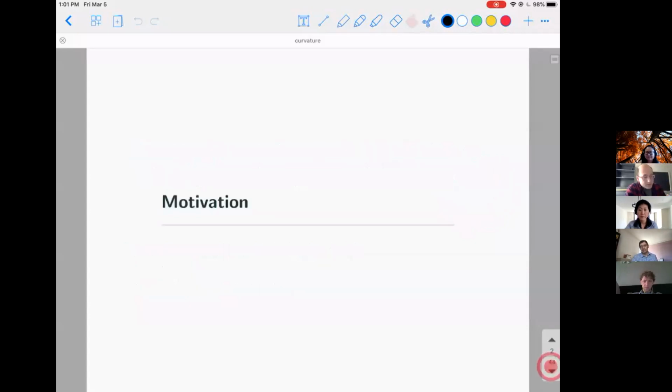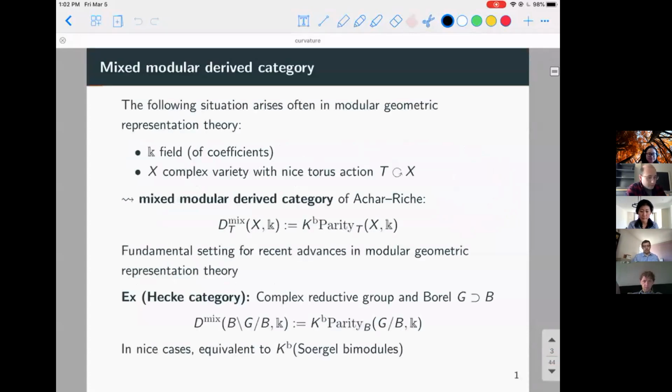Let me start with a little bit of motivation. I work in geometric representation theory, especially modular geometric representation theory. The modular part means I'm working with a field K of coefficients that might be of positive characteristic. And the geometric part is that often representation theoretic information can actually be found in some geometry. Let's say X is a complex variety, and oftentimes this space comes with a nice torus action.